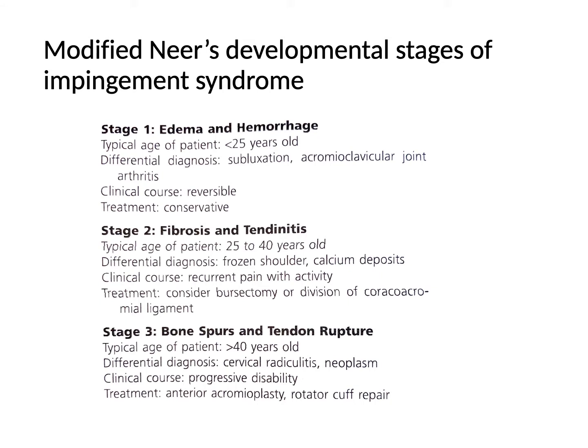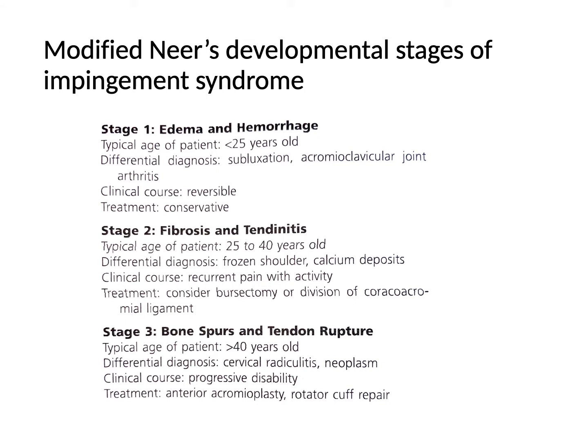In stage 1, the typical age of the patient is less than 25 years. Differential diagnosis includes subluxation and acromioclavicular joint arthritis. Clinical course is reversible and the treatment is conservative. In stage 2, typical age of the patient is 25 to 40 years old. Differential diagnosis includes frozen shoulder and calcium deposits.